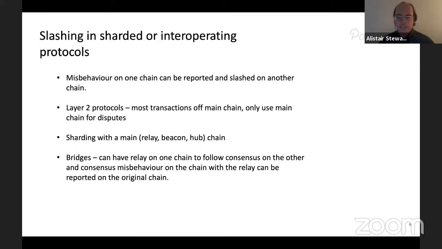And often we will take this approach too with sharding, where we'll have a central chain, our main chain, relay chain, beacon chain, hub. These are often similar concepts that we can report misbehavior to. And it's not just the case in this scaling solution, but also in interoperability solutions. If we can post something to a bridge chain, where we have one chain following the consensus of another, we can post misbehavior to the original chain where the consensus participants are. And so the first question is, does this help?